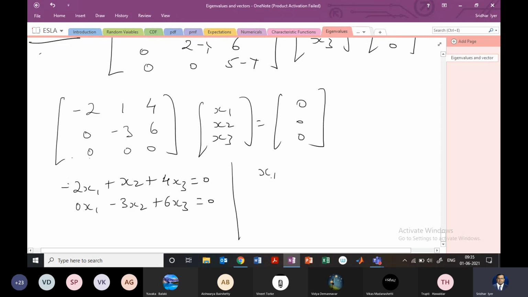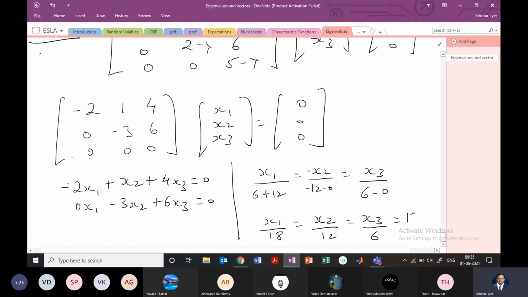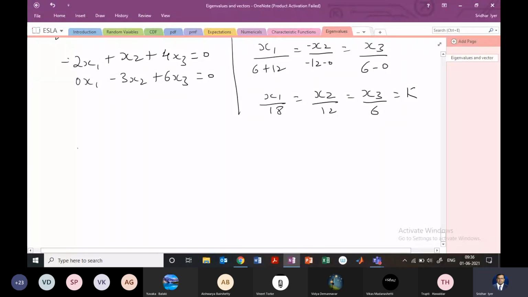We can write this as x1 divided by 6 plus 12 equal to negative x2 divided by minus 12 minus 0 equal to x3 by 6 minus 0. So we have x1 by 18 equal to x2 by 12 equal to x3 by 6 equal to k. I'll take 6 to the other side, so we'll get x1 by 3 equal to x2 by 2 equal to x3 by 1 equal to 6k, and I'll call this 6k as some k3.